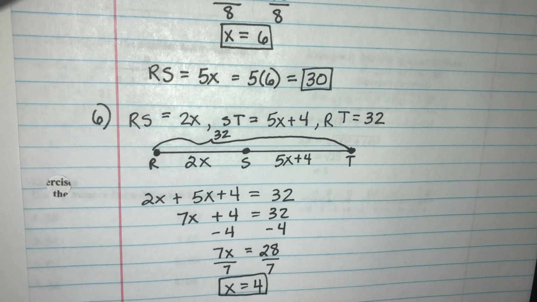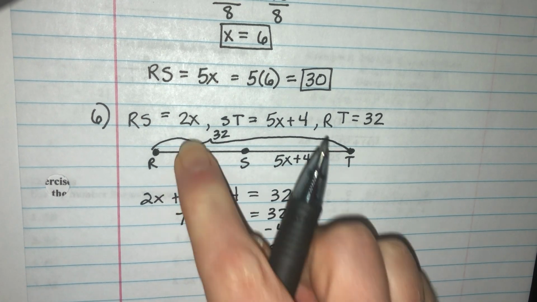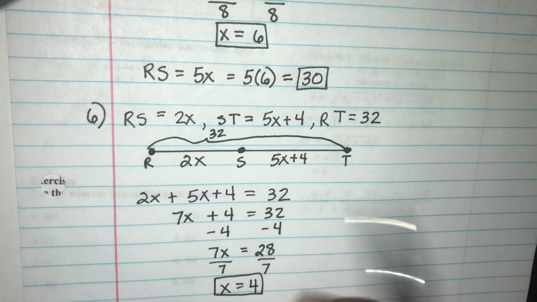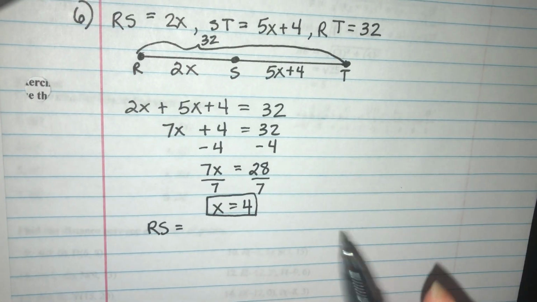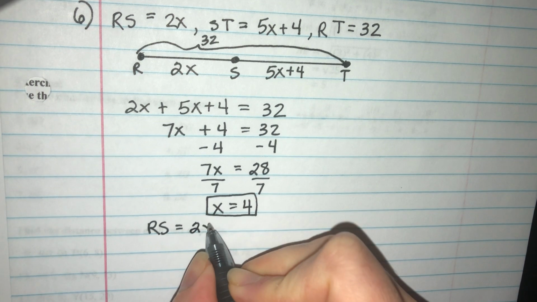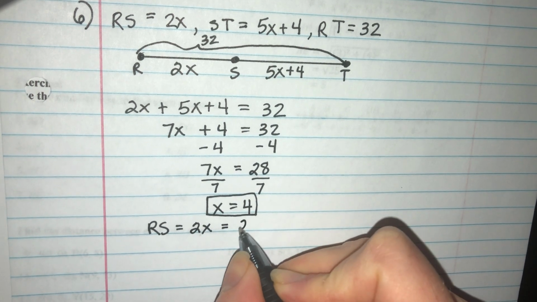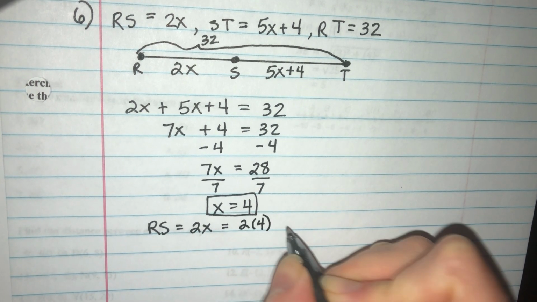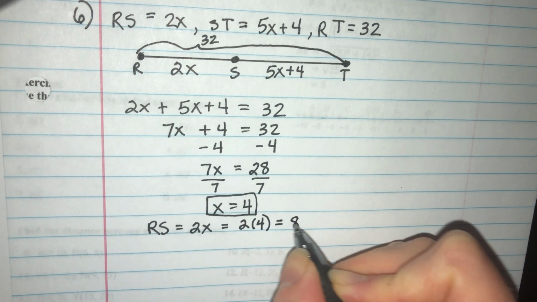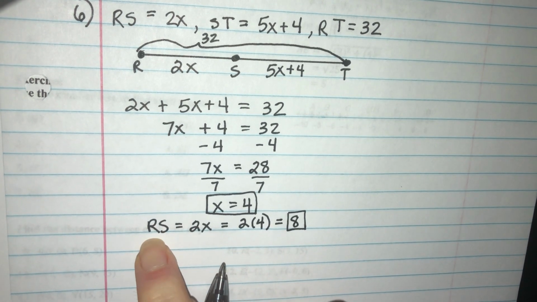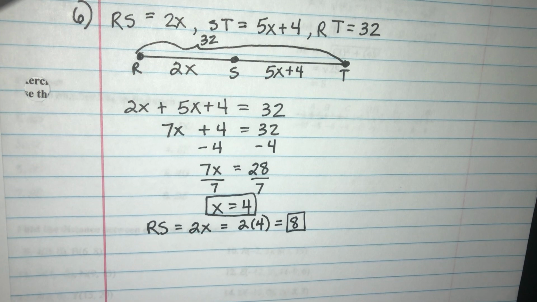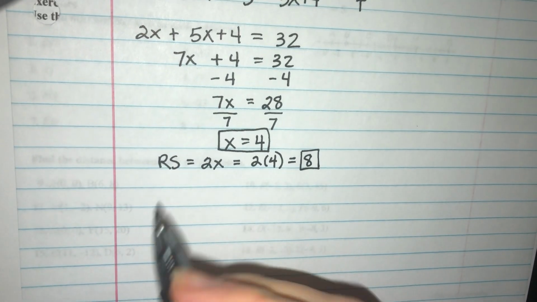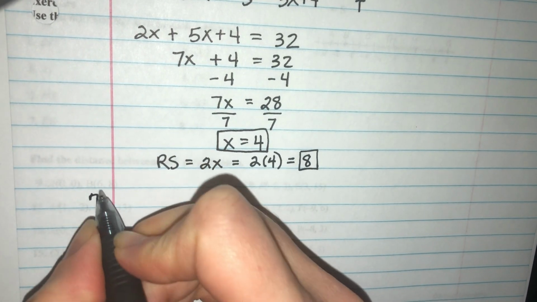Now the other part, remember, is to find RS. RS is equal to 2x. They gave us that in the problem. So if RS is equal to 2x and x is equal to 4, that means I do 2 times 4, and that will give me 8 for the length of RS. All right, moving right along to number 7.